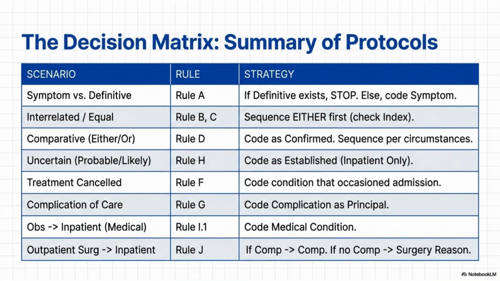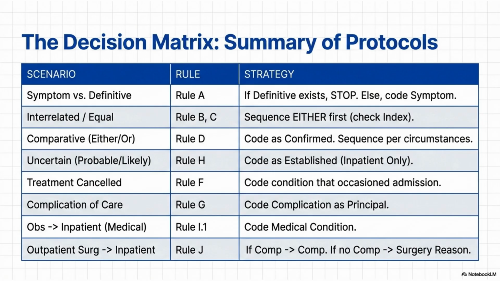Let's bring everything together with a quick, practical roadmap. When you're selecting the principal diagnosis, think of this decision matrix as your real-world guide. Start by asking, is there a definitive diagnosis, or are we still in symptom territory? That's Rule A. If you're dealing with two conditions that are closely related, or even two that seem equally responsible, you have flexibility. Rules B and C remind us that either one can be sequenced first, as long as the tabular list doesn't tell us otherwise.